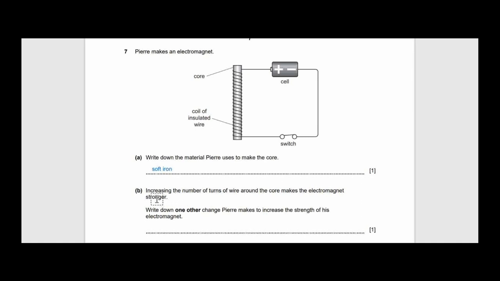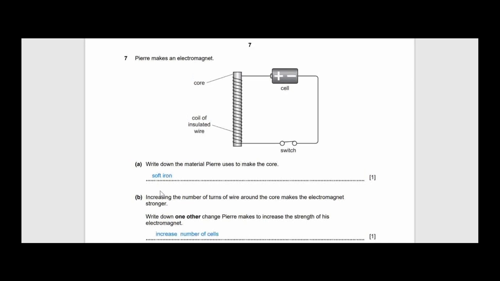Next. Question B, increasing the number of turns of wire around the core makes the electromagnet stronger. Write down one other change that makes it increase the strength of his electromagnet. 10 seconds. Okay, let's open up the answer. It will be increased number of cells. You may also answer increase the current, right?